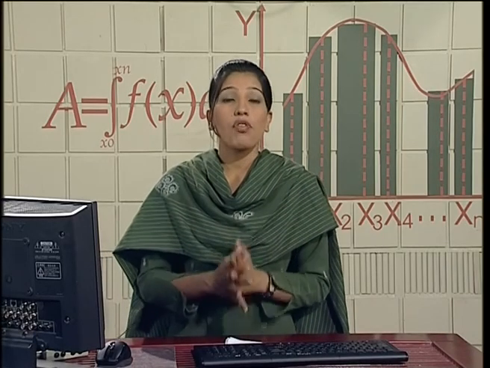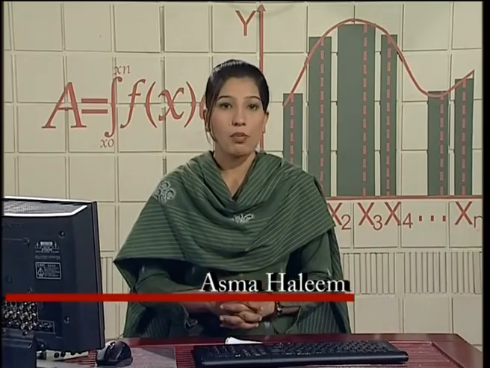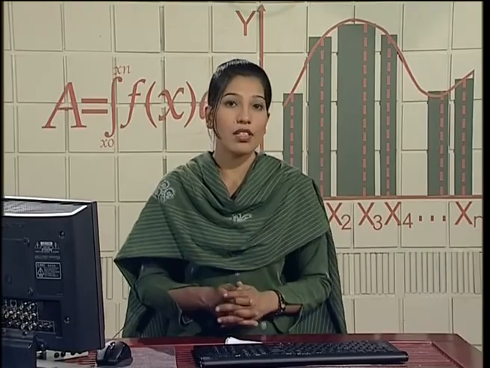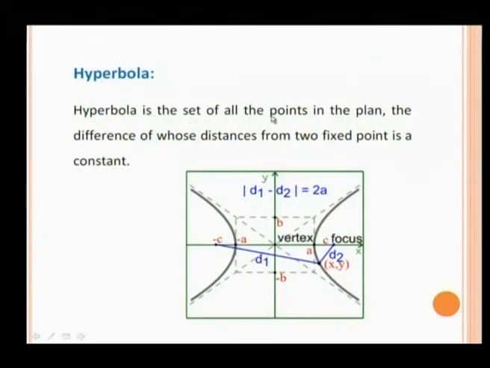The third type of conic or conic section is hyperbola. You can see the definition and figure of hyperbola on the screen. Hyperbola is the set of all the points in the plane, the difference of whose distances from two fixed points is a constant. This is the figure of hyperbola.